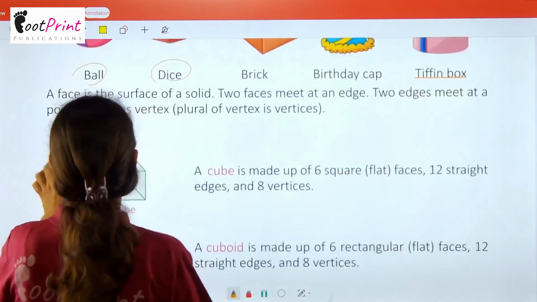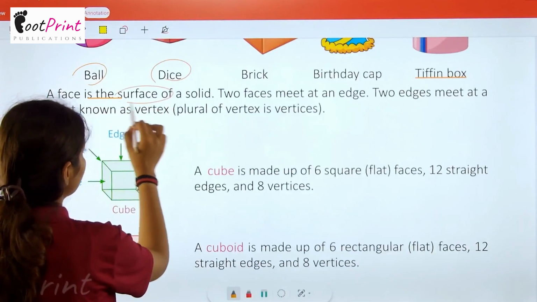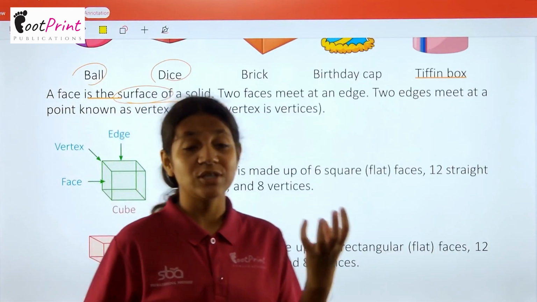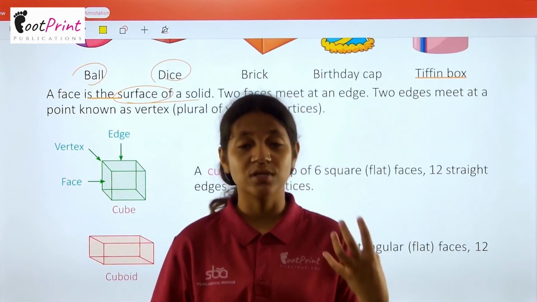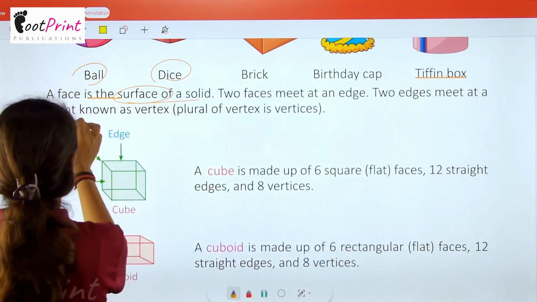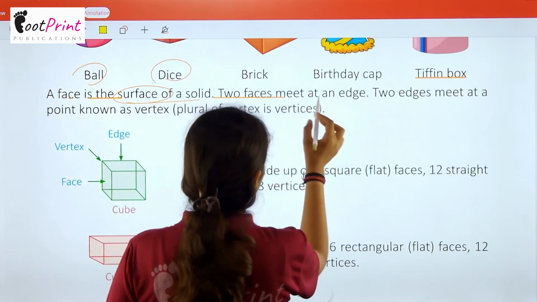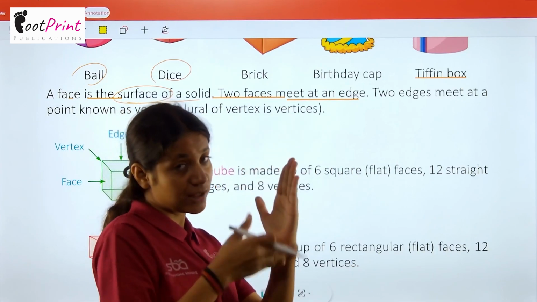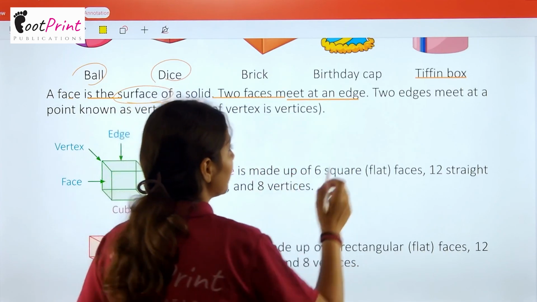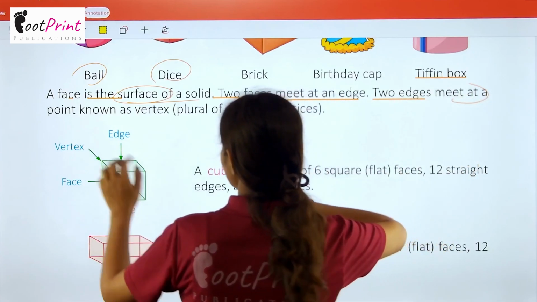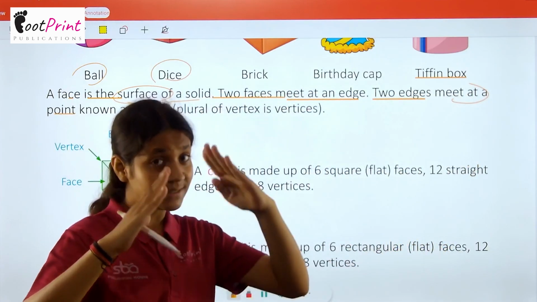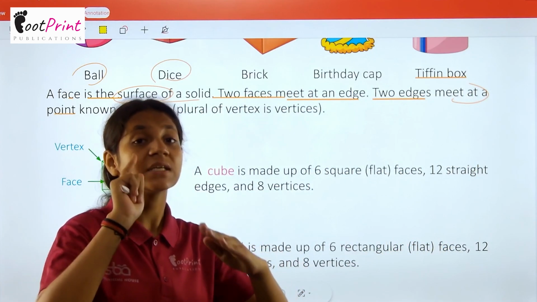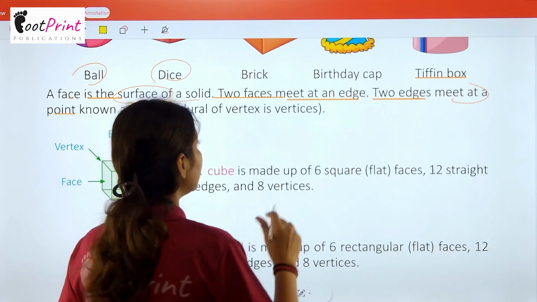Now a face is the surface of a solid. Solid shape का जो face है, surface है, उसे हम कहते हैं face. Okay. Two faces meet at an edge. जो two faces होंगे वो एक edge पे meet करेंगे. Two edges meet at a point. और जब two edges meet करेंगे तो वो जहाँ पे meet करेंगे उसे हम कहेंगे point.